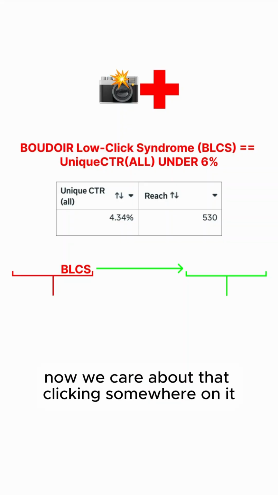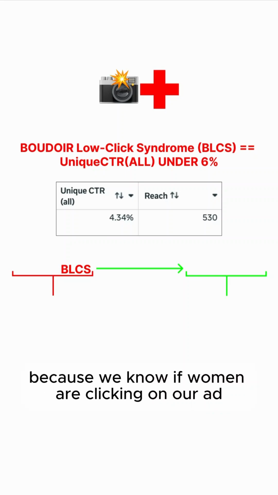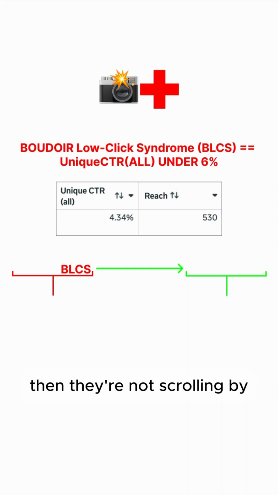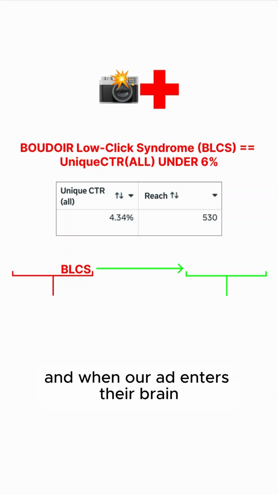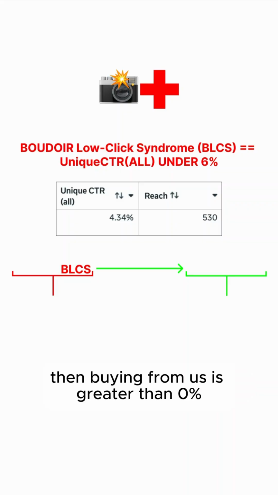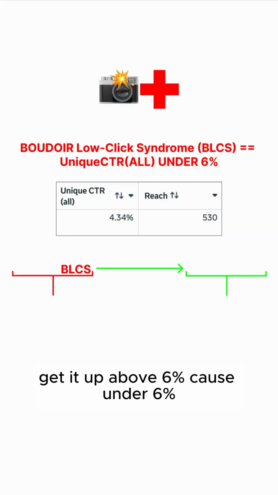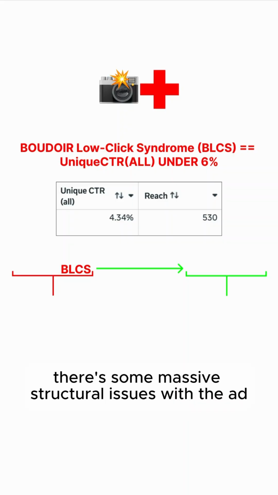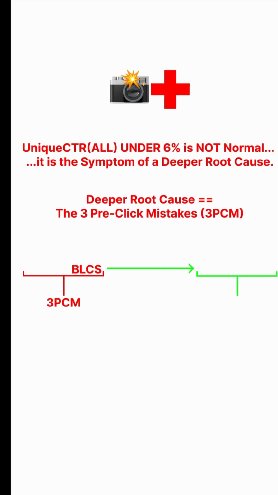And we care about that clicking somewhere on it. We care about this because we know if women are clicking on our ad, then they're not scrolling by. And we also know that our ad has entered their brain. And when our ad enters their brain, that is the only chance that them buying from us is greater than 0%. So we need to get this number up as high as possible. Obviously, get it up above 6%, because under 6%, there are some massive structural issues with the ad. It should never be below 6%. 6% is like the bare minimum.